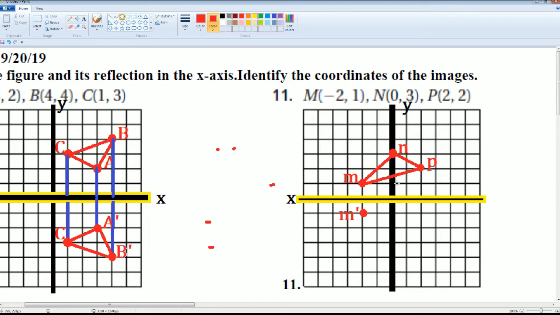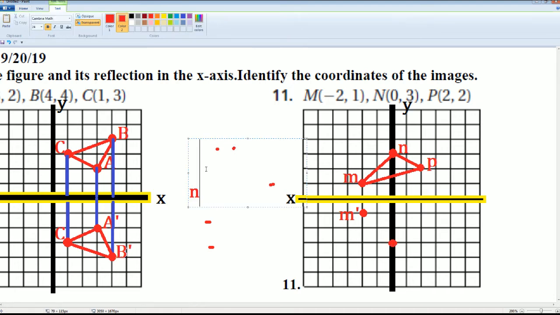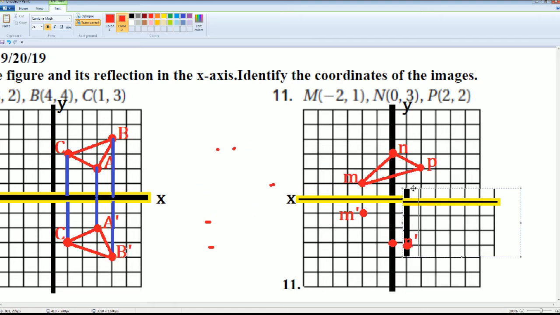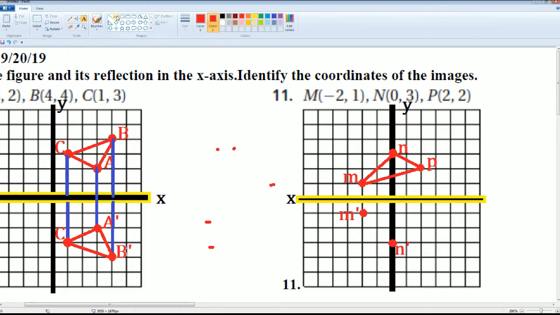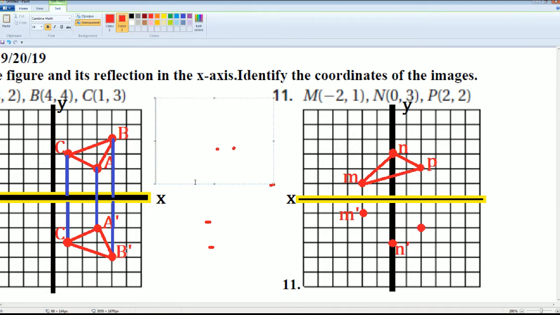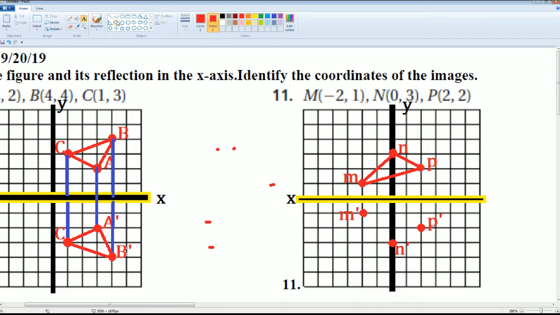Next, 1, 2, 3, down, so it's going to go down 3. 1, 2, 3. And we're going to call that N prime. Next, P goes down 2. 1, 2. So this is going to go down 2. Boom. And we're going to call that P prime. Connect it.